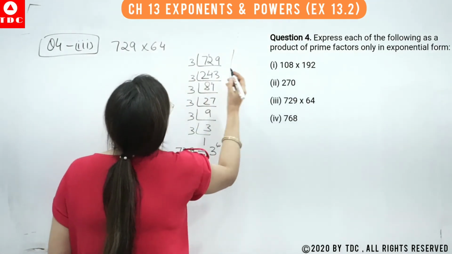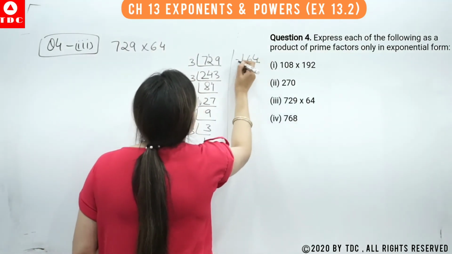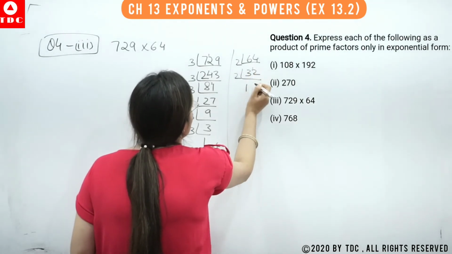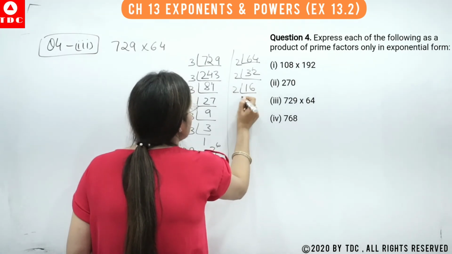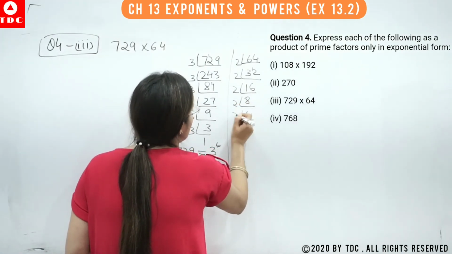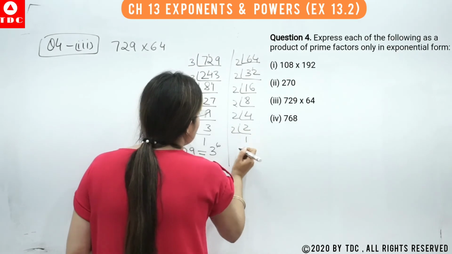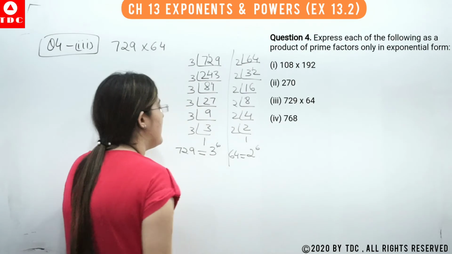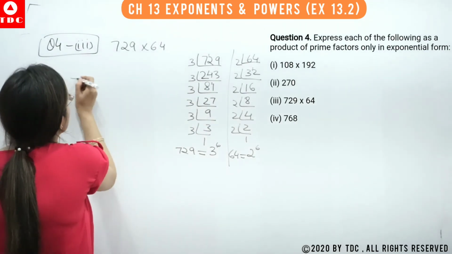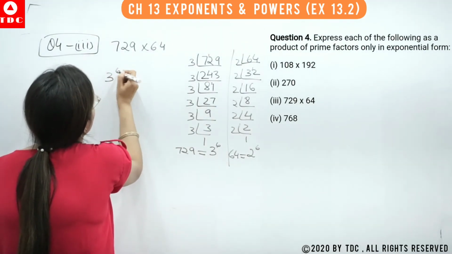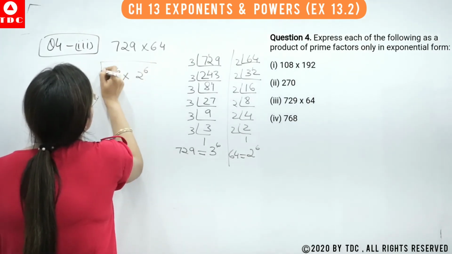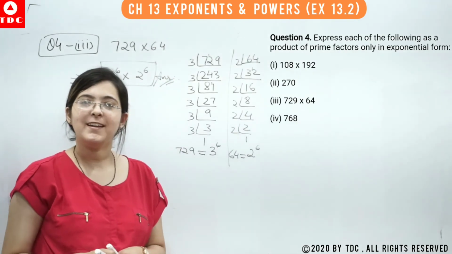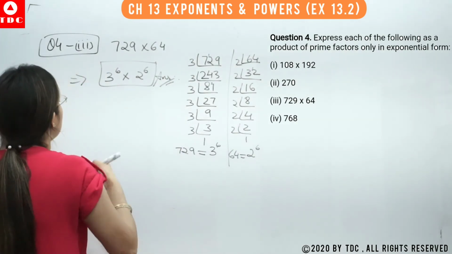Okay, then what is the other number? It is 64. Let's start from 2. 2 3s are 6. 2 2s are 4. 2 1s are 2. 2 6s are 12. 2 8s are 16. 2 4s are 8. 2 2s are 4. 2 1s are 2. That means 64 could be written as 6 times 2. That means 2 to the power 6. So here what we will write, 3 to the power 6 into 2 to the power 6. This is your final answer. Okay, it's very easy. Now see the last part.